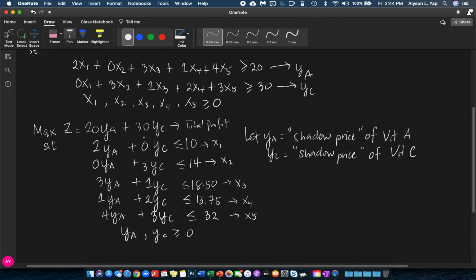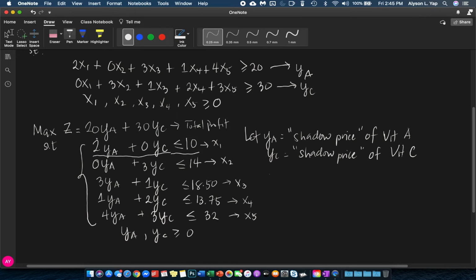However, I cannot set my prices YA and YC to be very, very high because I need to take into consideration five different things. And what are these five different things? Let me first explain the first constraint, and hopefully if I am able to explain the first constraint, it will now be easy for us to understand the rest of the constraints.